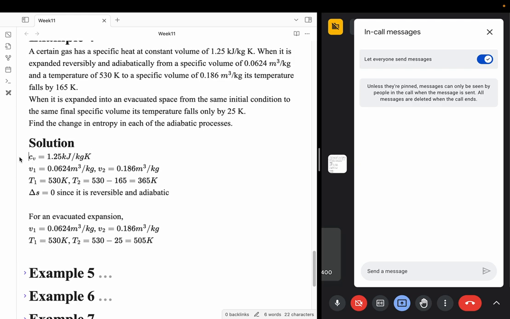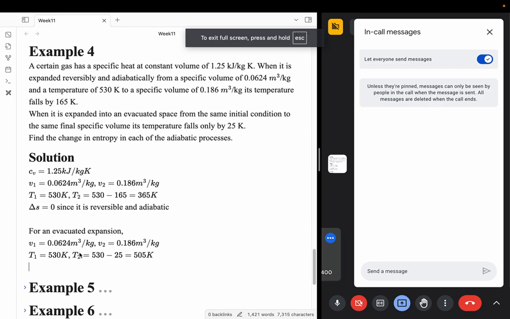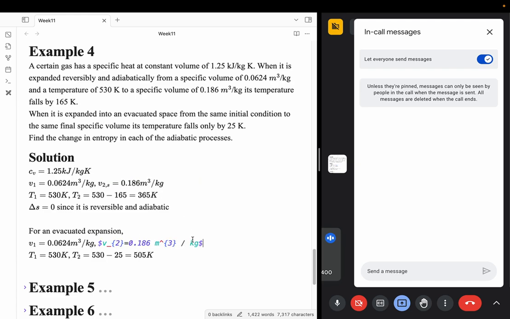Yeah, the specific volume in the final state is the same, 0.186 and 0.186. Maybe let me put a different value here. Let us call this S, so that there is a differentiation between these numbers. This is an isentropic process, so I'm just using S in the subscript. V1 is the same, T1 is the same, and T2 is not an isentropic process.